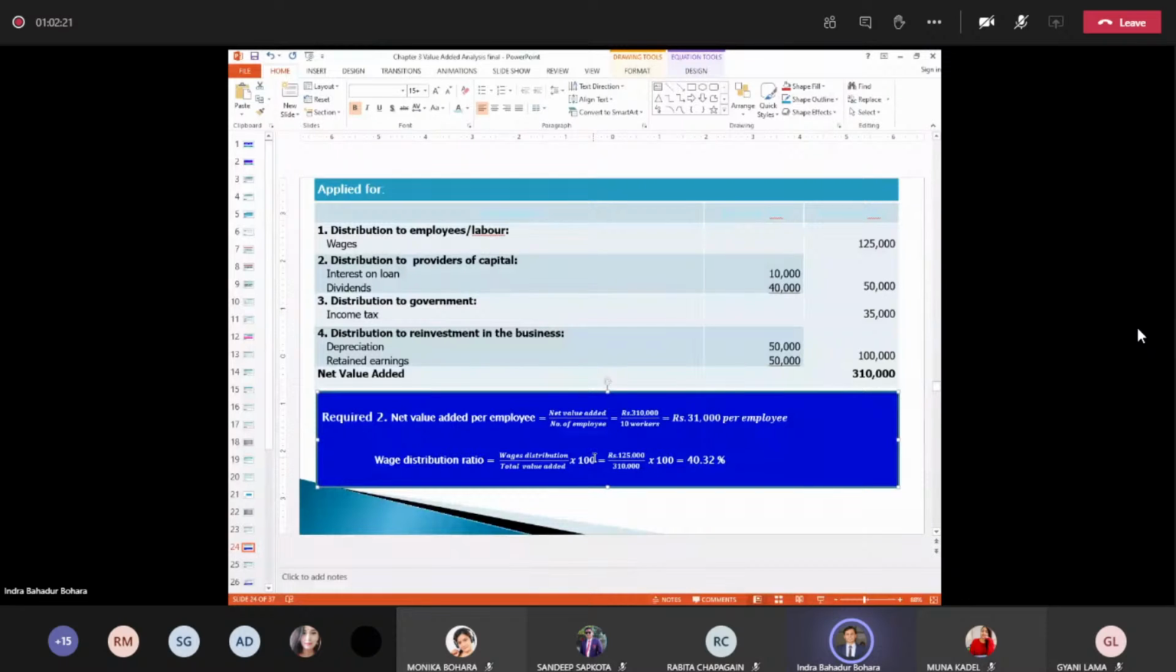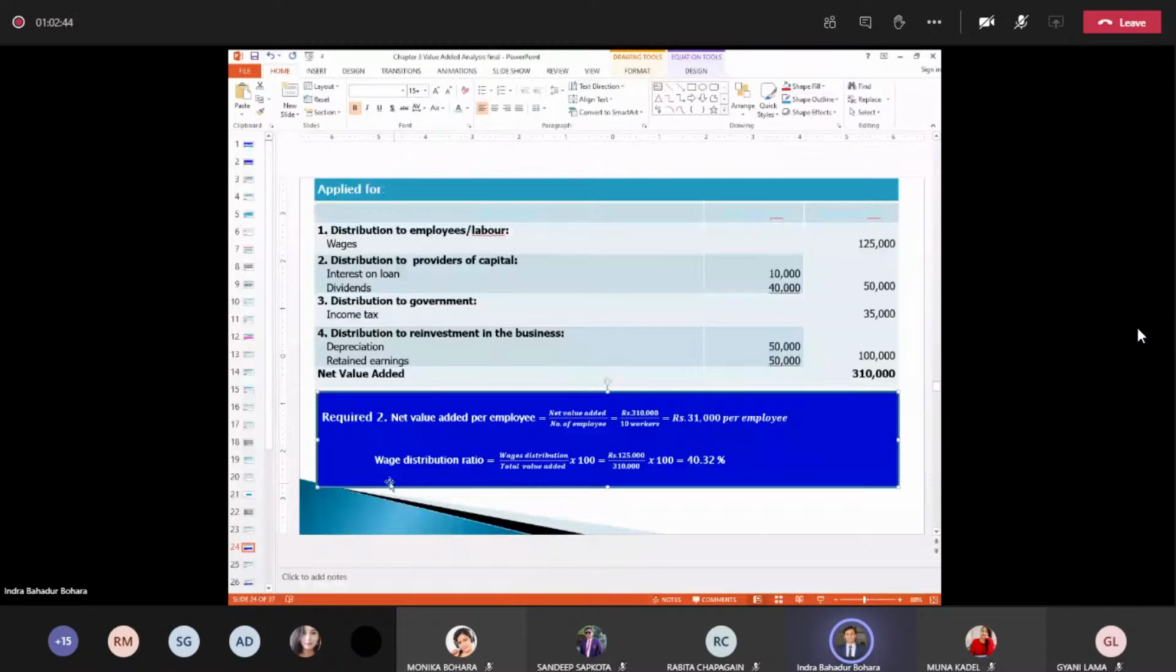For one employee, the company added 31,000. How much was the value added per employee in the past? How much is the value added per employee in other companies? Then it is comparable and company performance can be judged, whether the company is performing better or not.